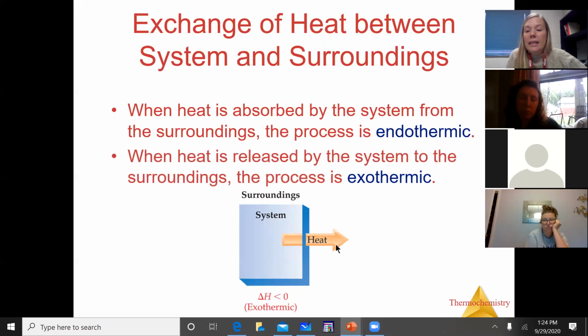When heat is released, we consider that to be an exothermic reaction. So if I pour two things together and I have a thermometer sitting in there and all of a sudden the temperature on the thermometer spikes, it's because heat is moving from the system into the thermometer to raise the temperature of the thermometer.